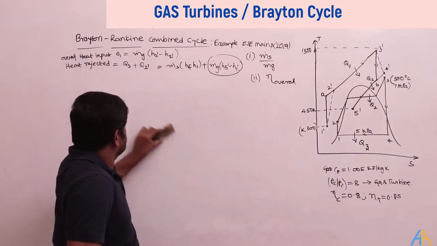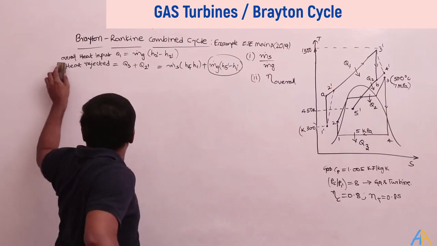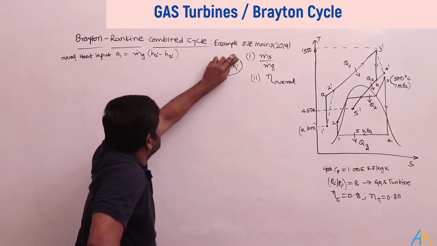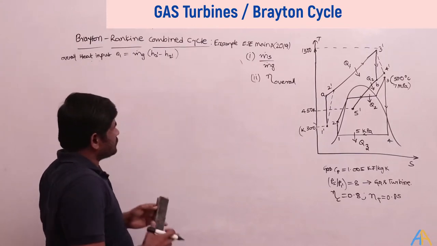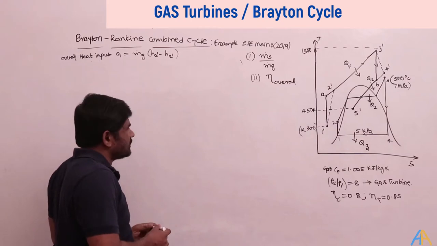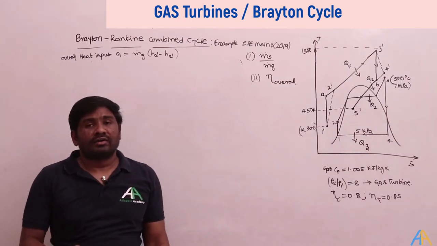You remember this, but anyway, we don't need this heat rejected also. I'm erasing this so that I can save some space. So what is the first bit? First bit is, I need to find out the relation between the masses of the gas power cycle and the steam power cycle. How can I find out that?